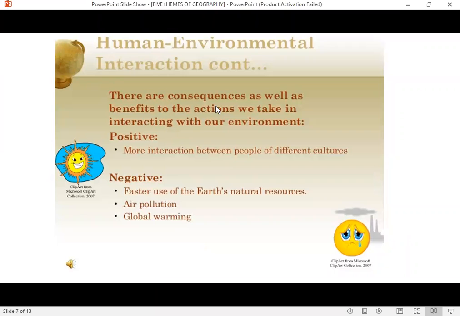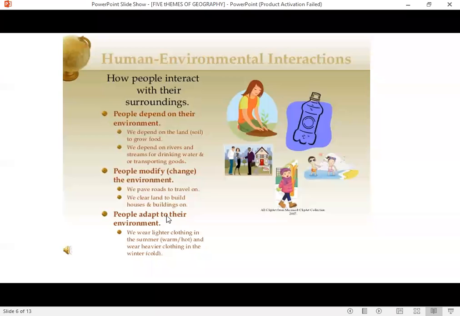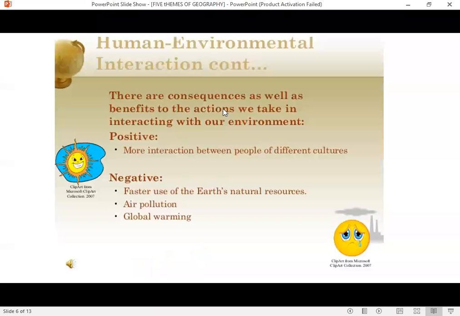Now, when we interact with the environment, there are consequences. When we depend, modify, and adapt to the environment, we have certain consequences or reactions. These consequences can be positive, they can be negative. The positive is when we adapt to the environment, we get used to the environment, so we have more interaction between people of different cultures. We get used to the environment, it's no longer an obstacle, and we start to be ready to interact using movement with the different cultures.